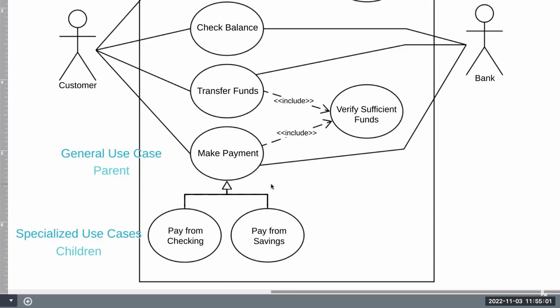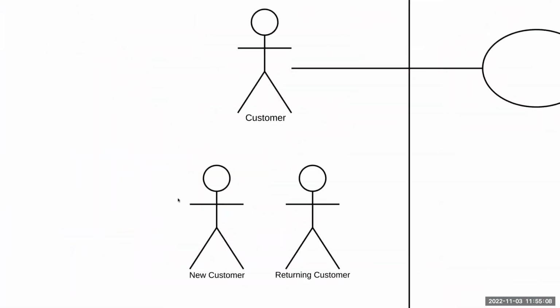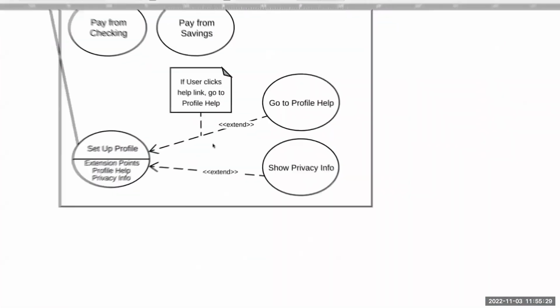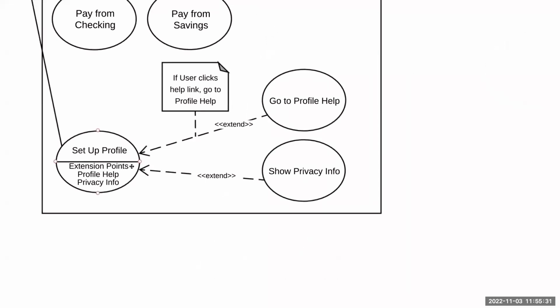You can have generalizations on use cases like we have here. You can also have generalizations with actors. In certain scenarios, you might want to distinguish between a new customer and a returning customer. You can make them both children to a general customer actor, which would allow you to have certain behaviors or qualities unique to each of these children. One last shape that we'll quickly talk about is a use case with extension points. You can see an example here. The name of the use case is above the line, and then there are extension points below the line.